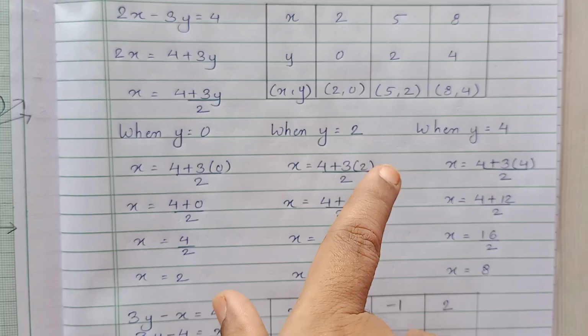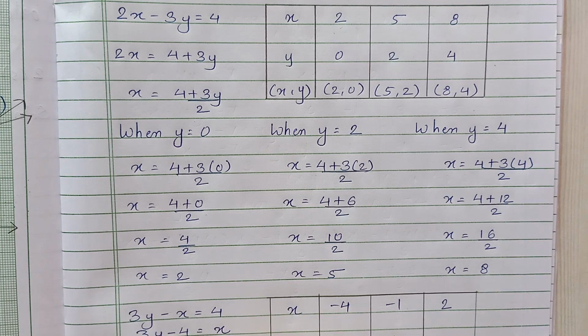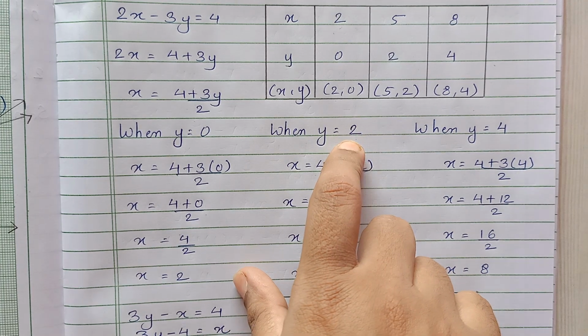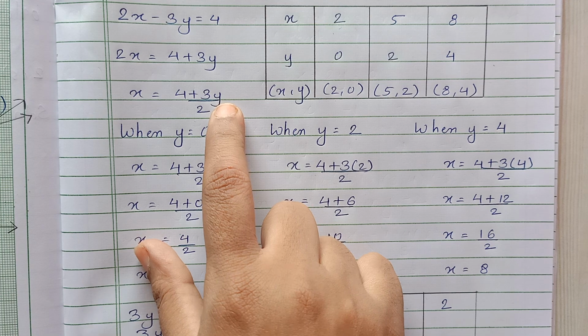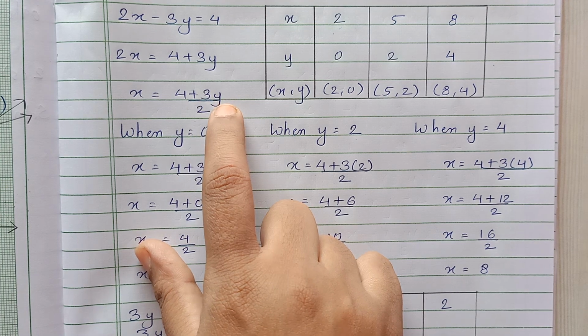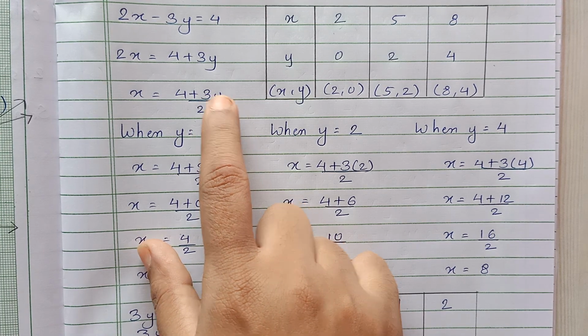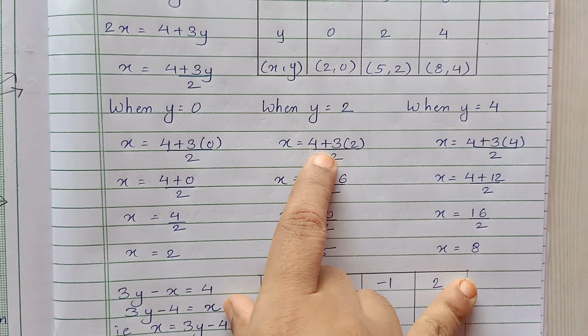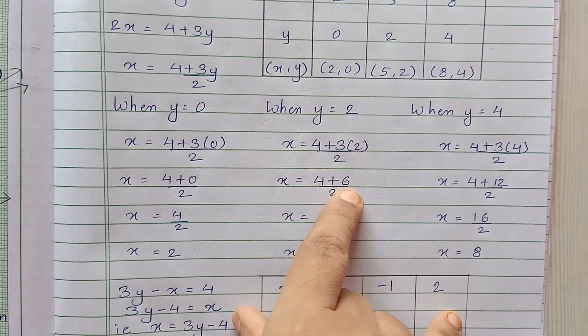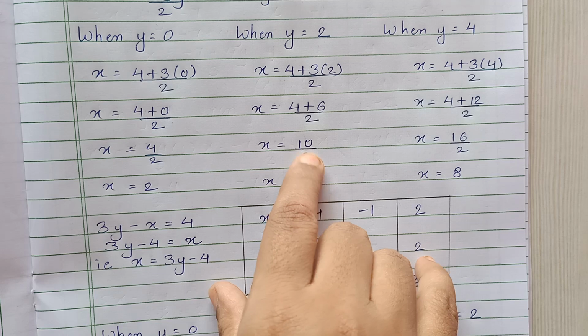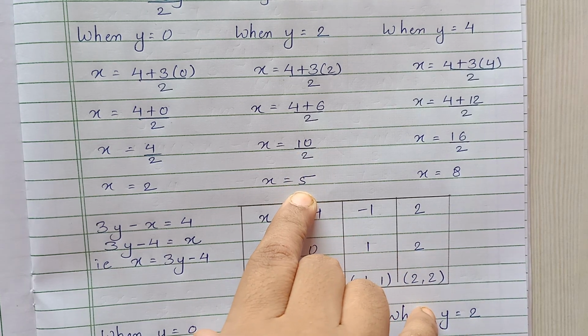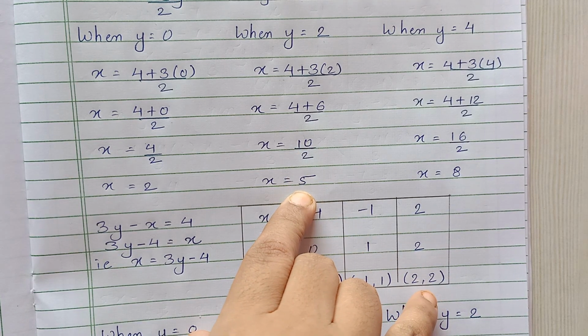You can take negative, positive, keep doing the trial and error method. We take the value of y as 2. So 3 2s are 6. 6 plus 4, see, solving is here. 3 2s are 6. 6 plus 4 gives you the answer 10. 10 upon 2, you get the value of x as 5.